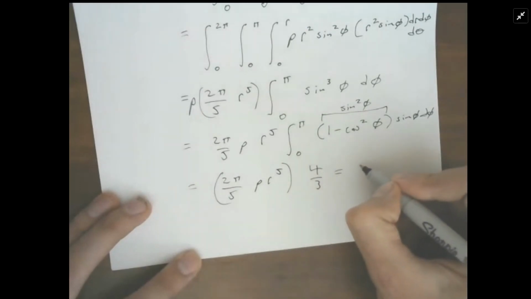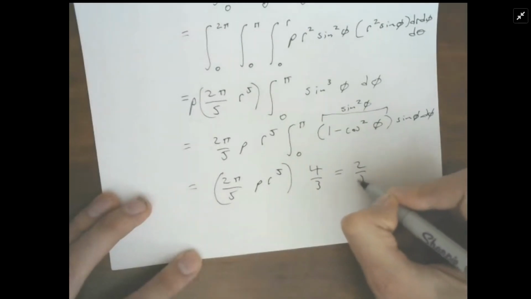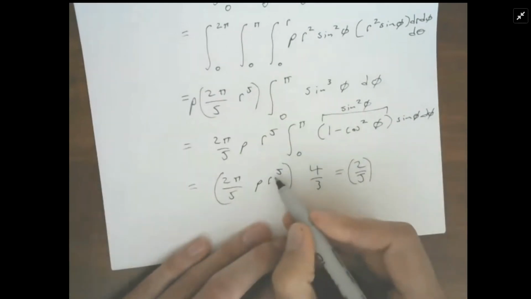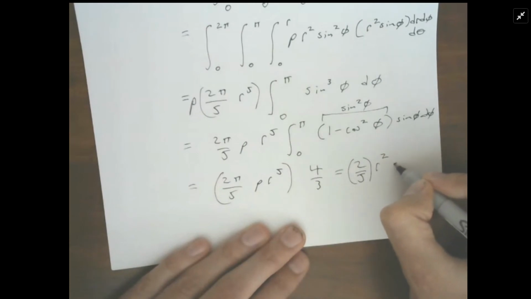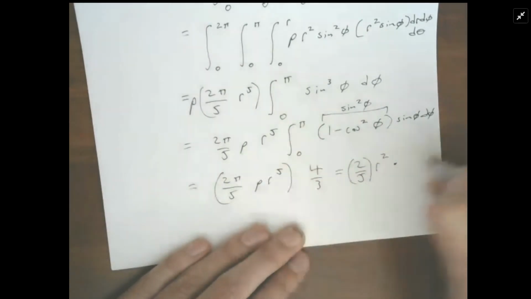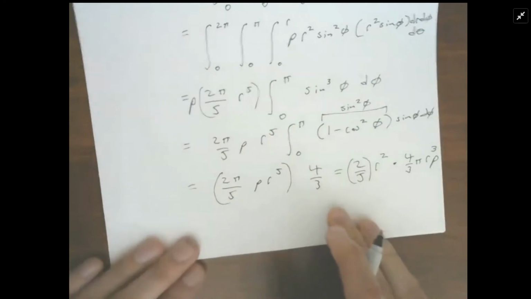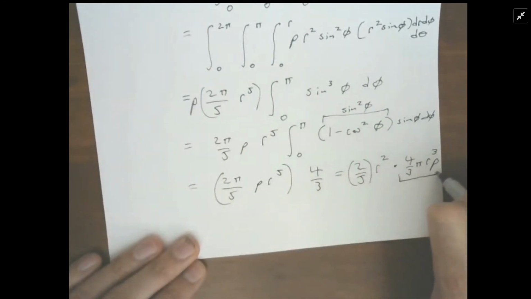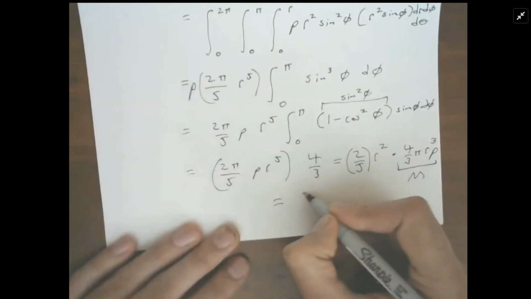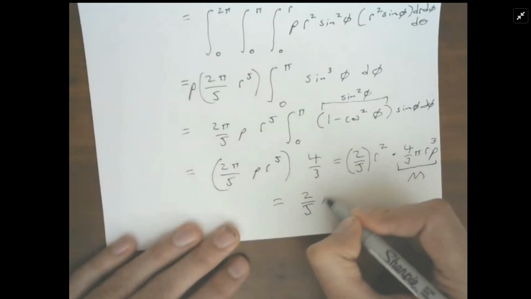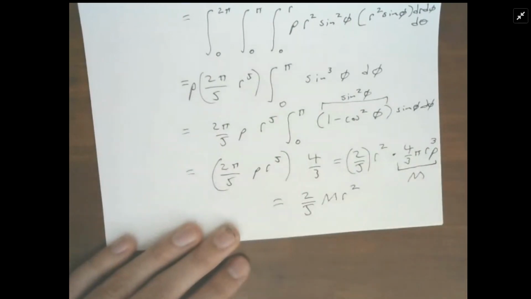And I'm going to break this into two factors. So I have 2/5. And then r to the 5th is r squared times r cubed. So I have r squared. And this is all multiplied by 4/3 pi r cubed rho. If you remember the volume of a sphere, it's 4/3 pi times the radius cubed. And if I multiply that by the density, I get the mass. So this underlined part is just the mass. And lo and behold, we have 2/5 mr squared.